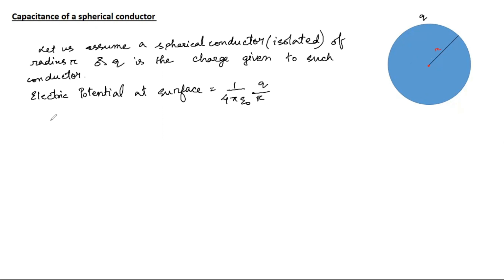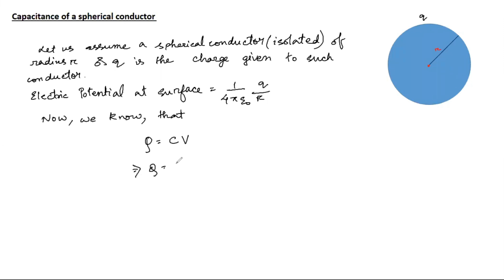Now we know that charge and potential are directly related to each other. When you remove the proportionality, you get a constant, and because of that you have the equation q equals CV. Here you can clearly see that charge and potential are directly related. So we will use this expression to find the capacitance C.